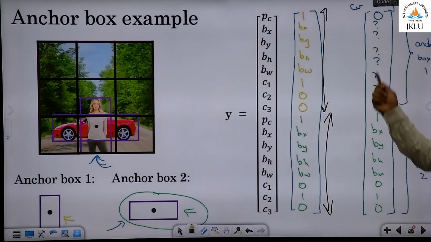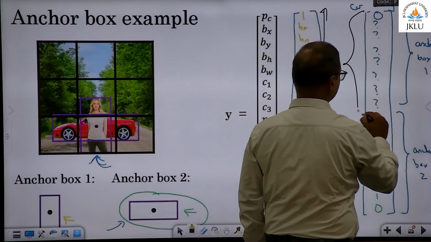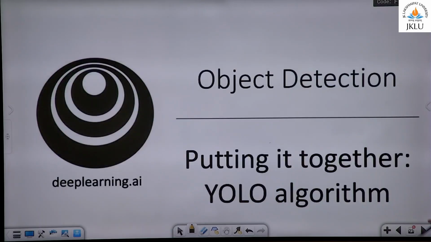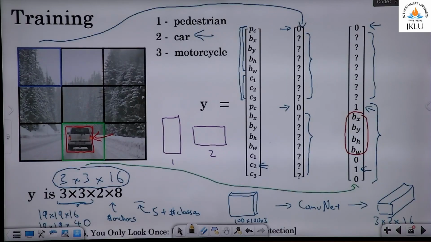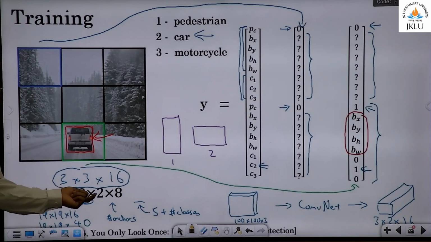Right. So explain me this one as well then. Is it possible to have a grid cell which detects only one object? Yes, right? So in this case, anchor box 1, there is no pedestrian but only car. Now putting it together, I think you have everything now. I don't really need to explain this. So training Y is 3 cross 3 cross 2 cross 8.